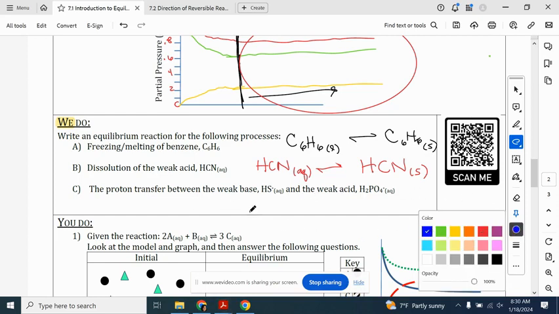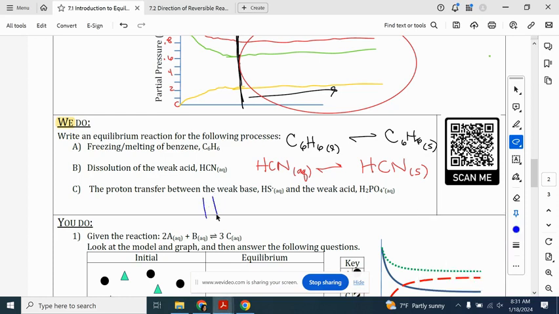I feel like blue for the next one. All right, I'm starting with HS minus, aqueous. And on the other side, I'm going to have H2PO4 minus, aqueous. We've got to figure out what other partners are here.